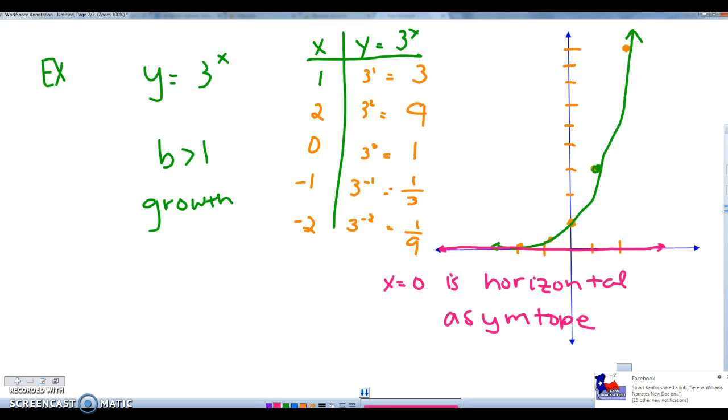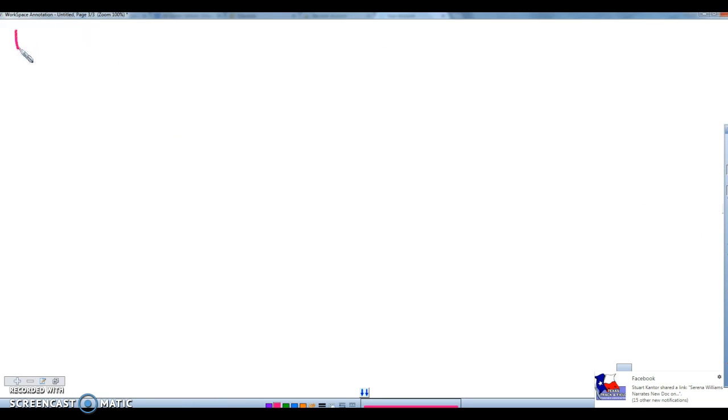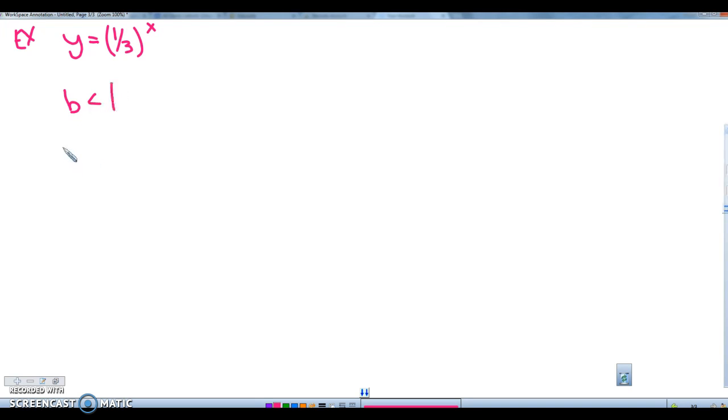So let's try one more of these exponential functions. We'll try y is equal to 1/3 to the x. Notice now that b is less than 1. So instead of growth, I'm now looking at decay.